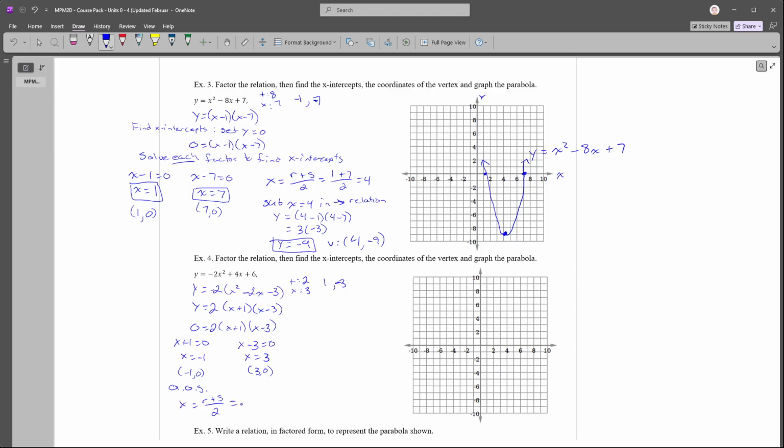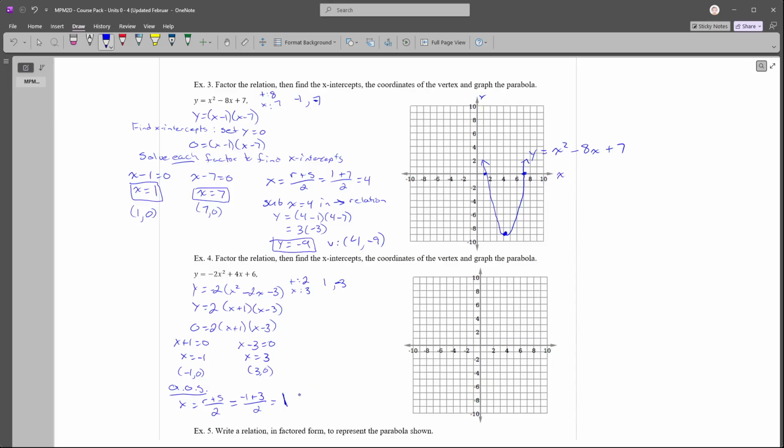What is r? r is -1. What is s? It's 3. We're going to divide that by 2. -1 plus 3, that's 2. 2 divided by 2 is just 1. So we have the x component of our axis of symmetry, which is just a 1.